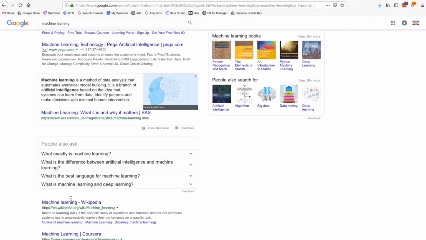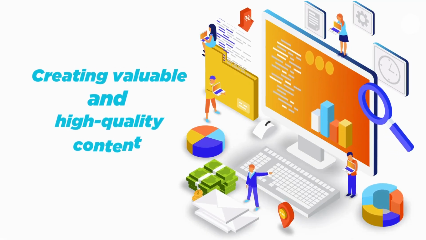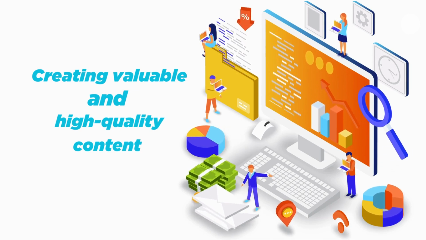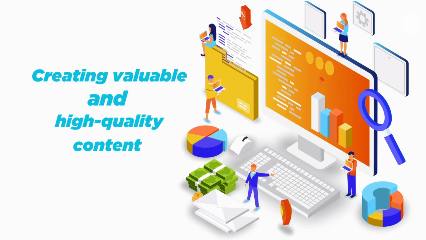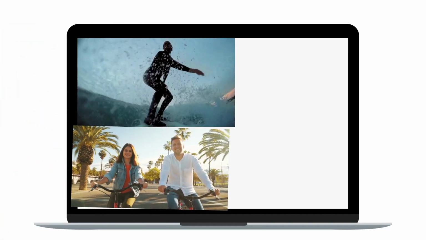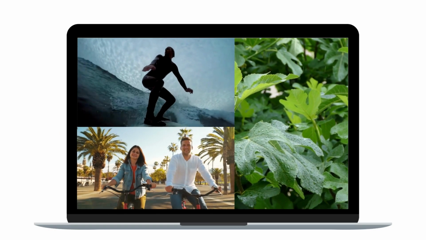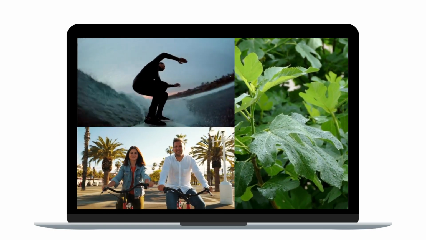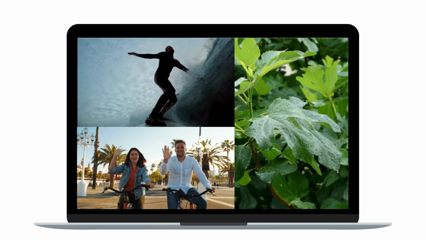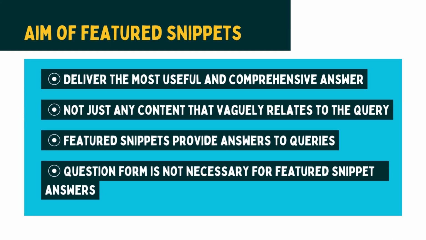The primary objective is to generate top-notch content that truly meets the user's query. With featured snippets, if your content comprehensively and accurately answers a particular question, there is a good chance that it could appear as a featured snippet. Therefore, the key is to strive towards creating valuable and high-quality content that provides a well-rounded response to basic questions. Whether it's about surfing, riding a bicycle, or even something as simple as defining a fig, the aim is to offer the most relevant and informative content that adequately addresses the user's search query. In essence, the aim of a featured snippet is to deliver the most useful and comprehensive answer possible rather than just any content that vaguely relates to the query.